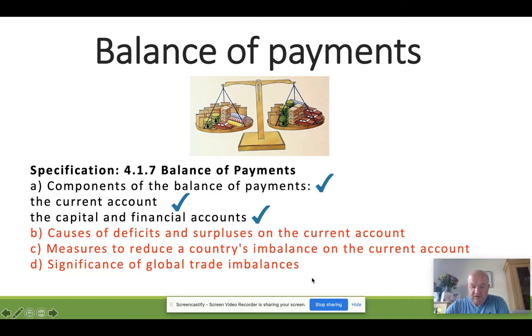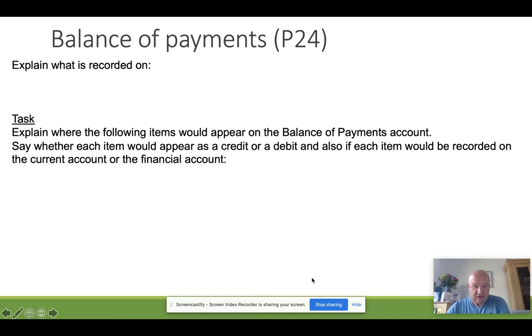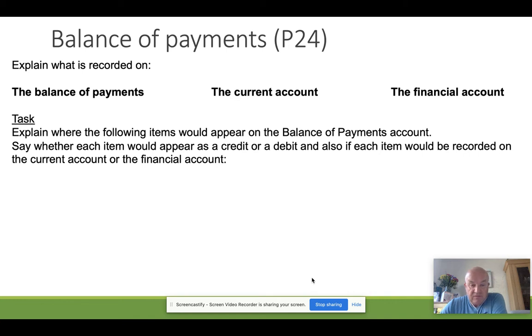So first things first, let's take a look at a bit of a summary, a bit of a revision, if you like, in terms of what the balance of payments is used for, what is actually recorded on the balance of payments first and foremost.